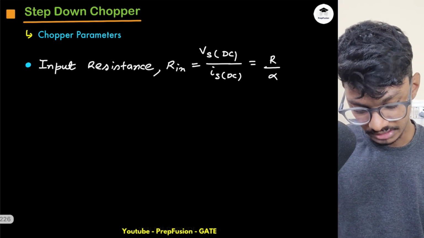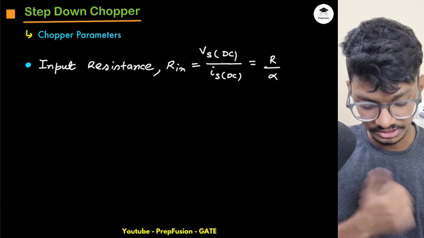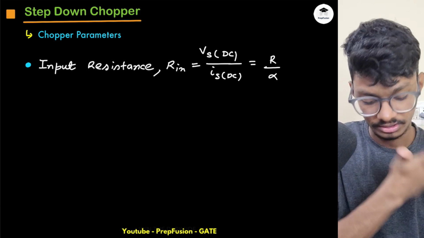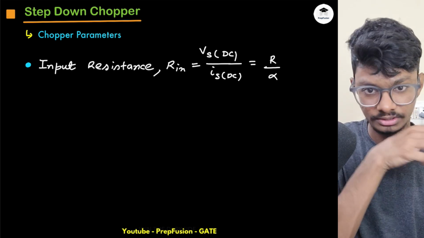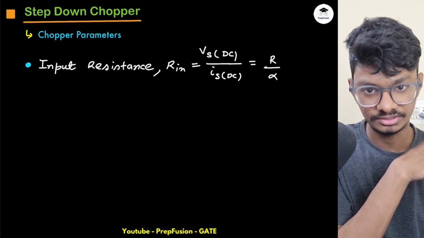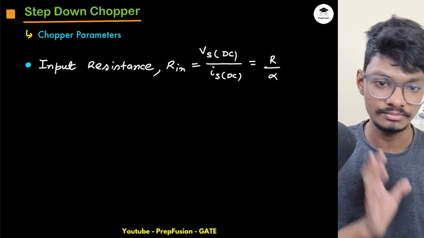Another thing is input resistance. Again, the input resistance will be the same: it is VSDC upon ISDC. You can derive the formulas: VS in terms of VO and IO, and from there VO average upon IO average will be R, and an extra term alpha will be present.